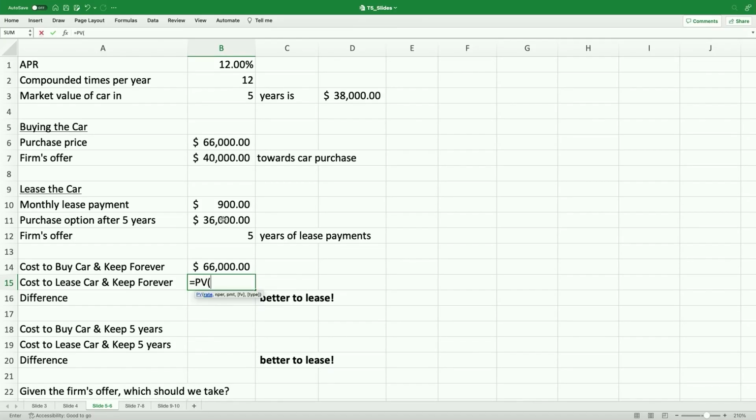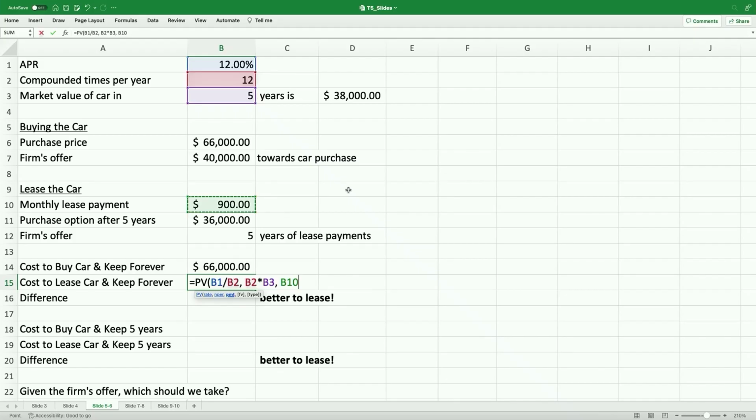Okay? So think about how we calculate the present value of that stream. We'd say equals PV. The rate, again, is 12% divided by 12. That is our monthly discount rate of 1%. The number of periods that we have to make this $900 payment, how many periods? 60 months. That's 12 months per year times 5 years. What is our payment size, our PMT? Our payment size is $900.